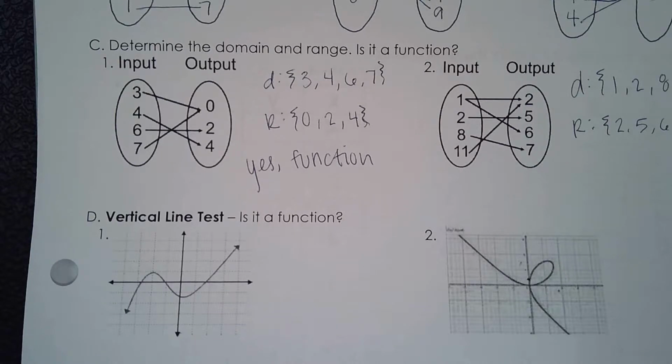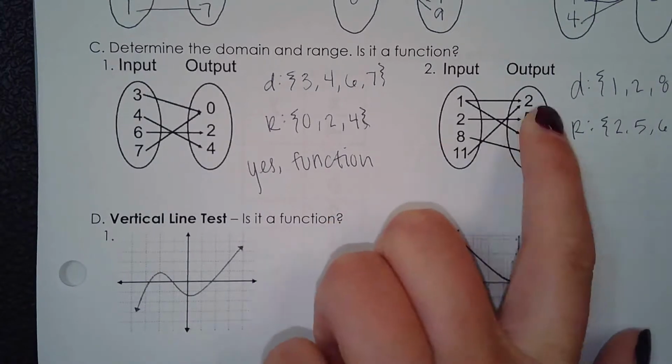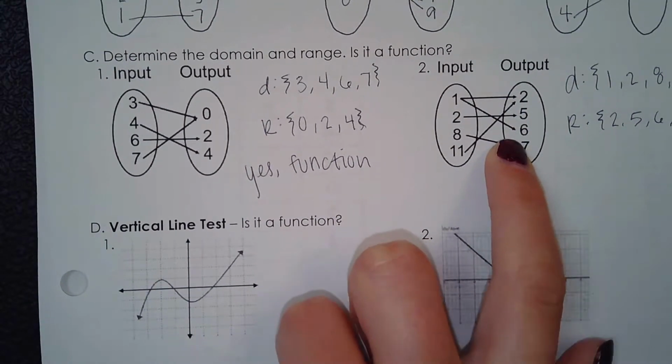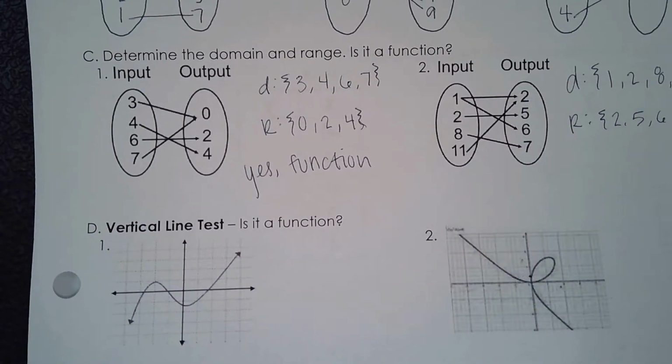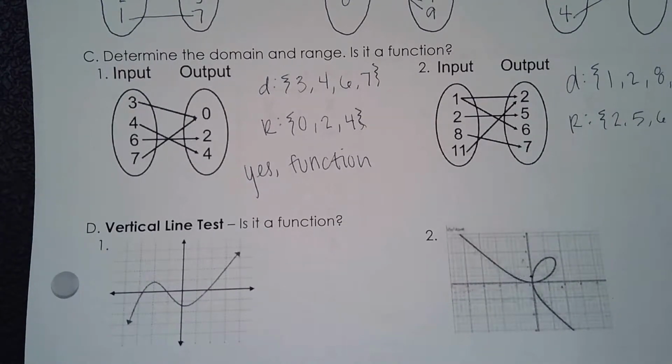So for this one, we've got to decide if it's a function or not. What do y'all think? I think no. Why? You've got airplane number 1 trying to go to airport 2 and airport 6. Is that okay? It's like one plane from Charlotte trying to go to Miami and New York at the same time. Is that going to work?